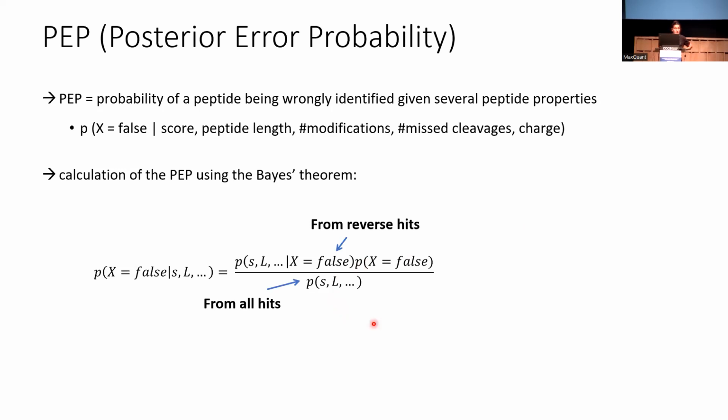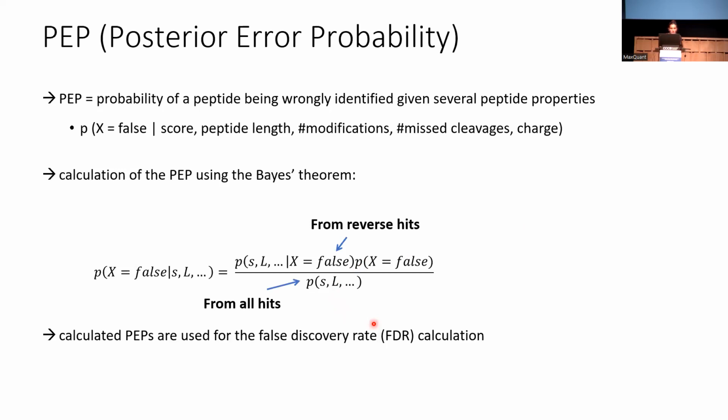This is also an easy thing. You can take it from all of the hits, so it doesn't matter if it's target or decoy. You just count how many of these peptide identifications have these features, again this score, this peptide length, and so on. So again, that's quite easy.